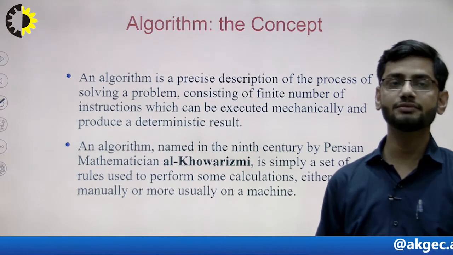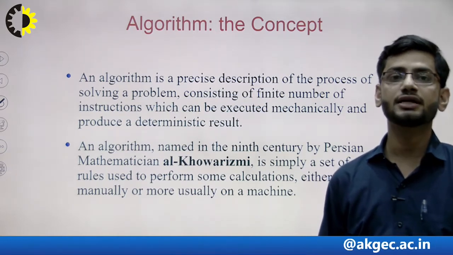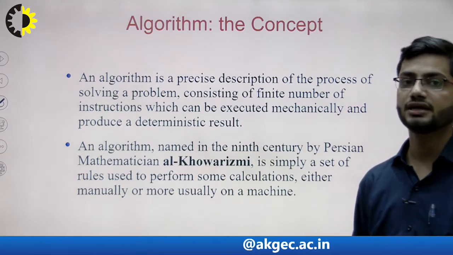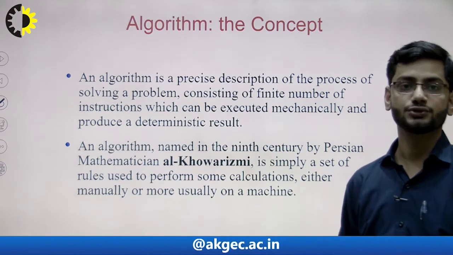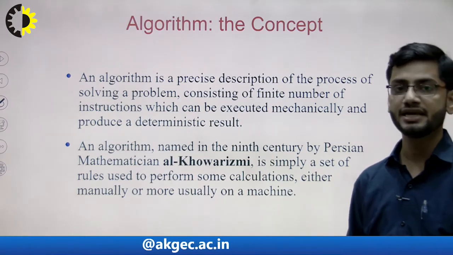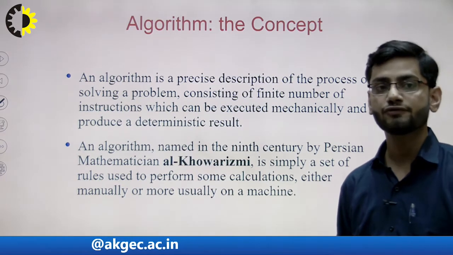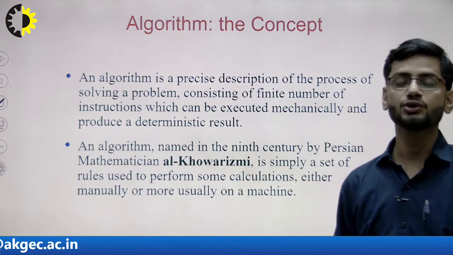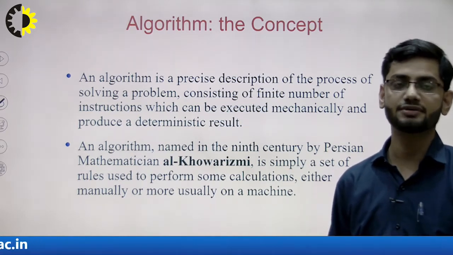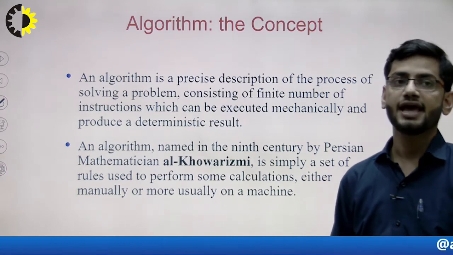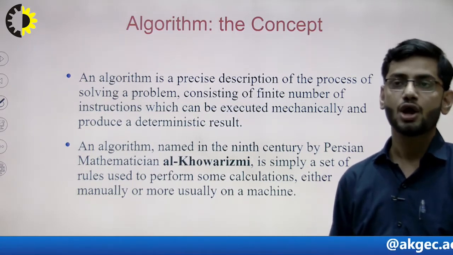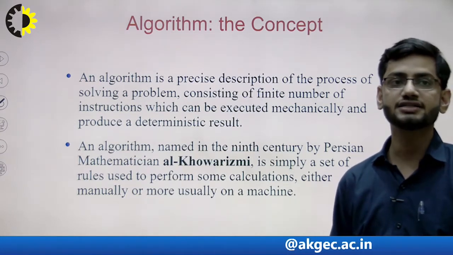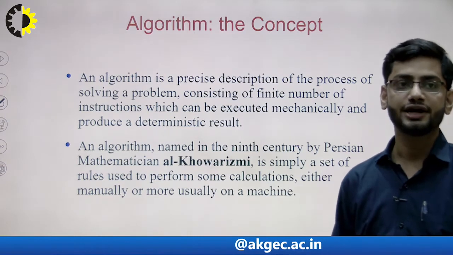So what is algorithm? This word algorithm was given by a Persian mathematician Al-Khwarizmi in 9th century, and he described simply that algorithm is a set of rules that is used to perform calculation either manually or more usually using a mechanical machine, that means computer. Or we can say an algorithm is a precise description or a step-by-step method to solve a particular problem in finite number of steps to produce a deterministic result.